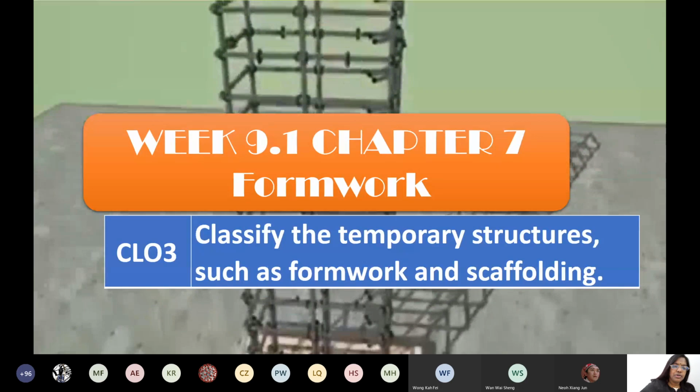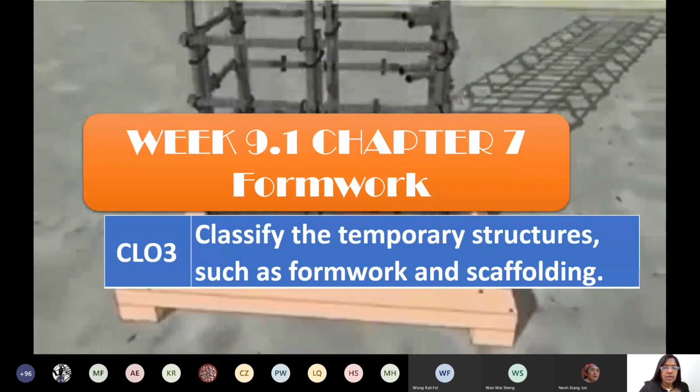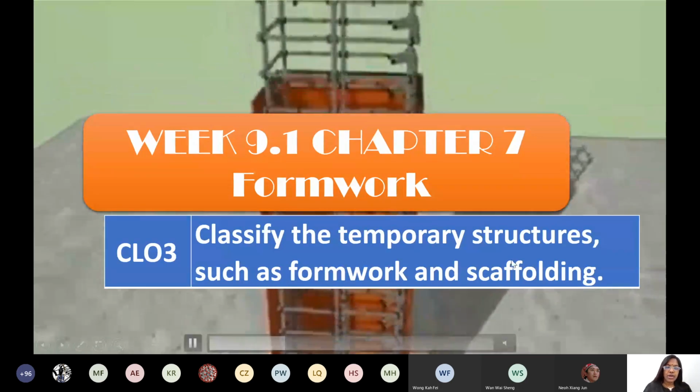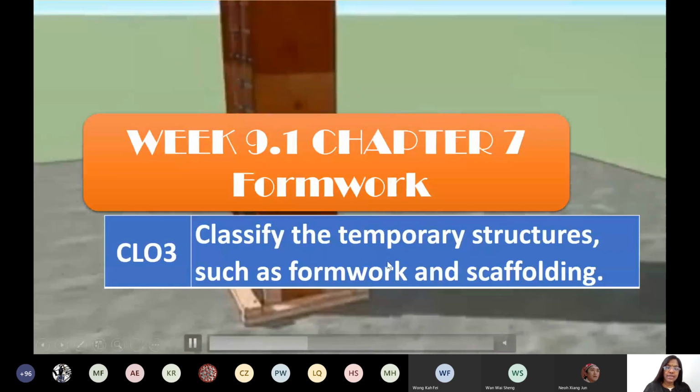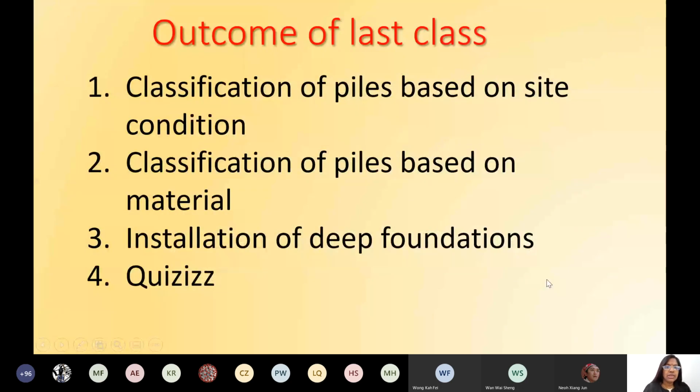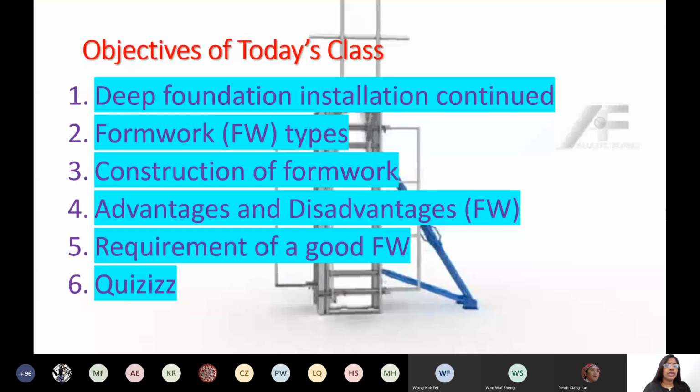We jump to third. Already I told you this coursework outcome: you have to classify the temporary structures. You need to classify and understand the types of formwork and scaffolding. Let's see what they are. I jump to today's class.